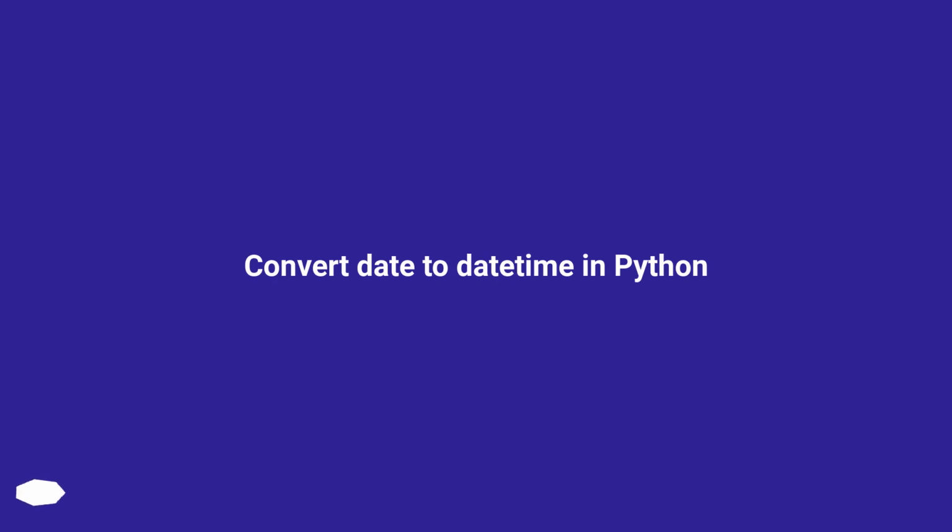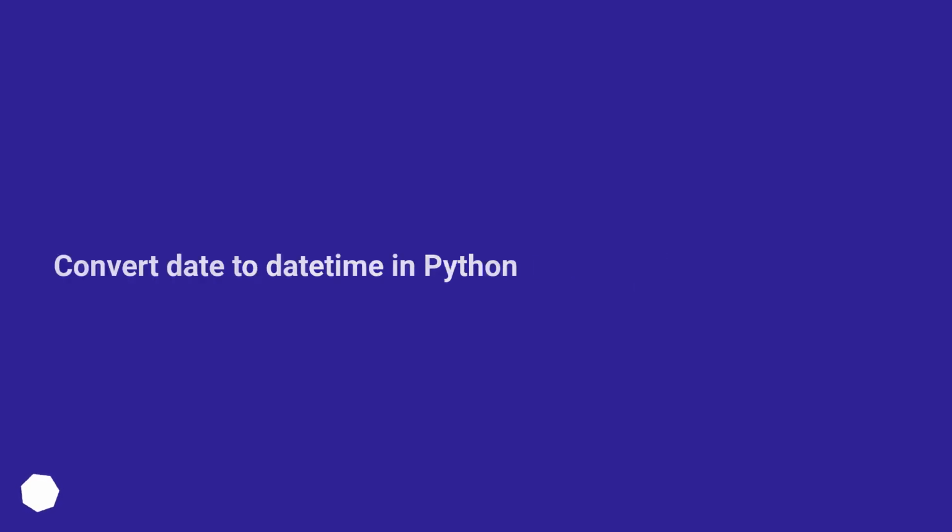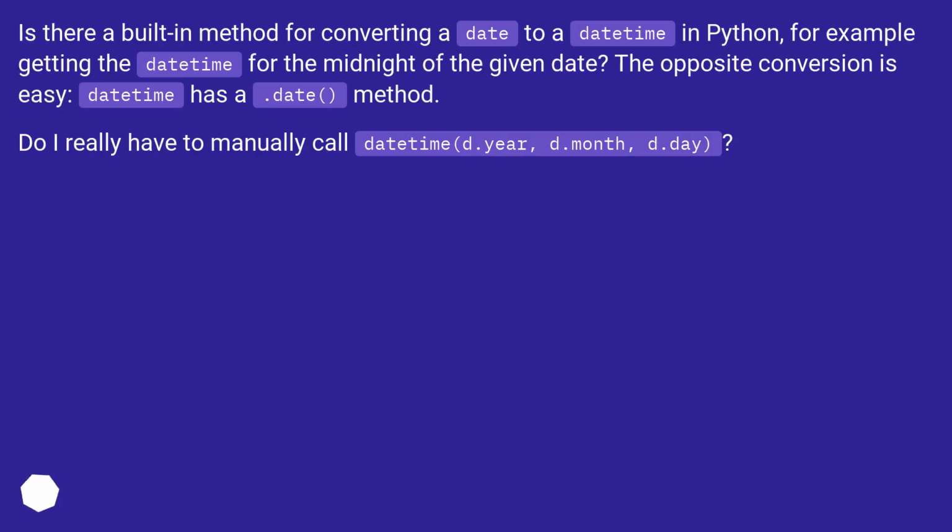Convert date to datetime in Python. Is there a built-in method for converting a date to a datetime in Python, for example getting the datetime for the midnight of the given date?